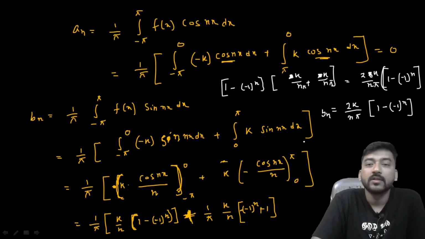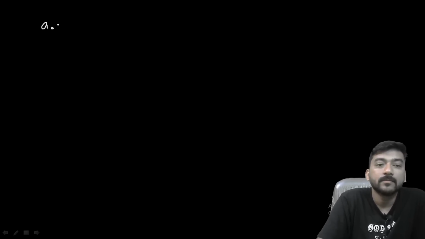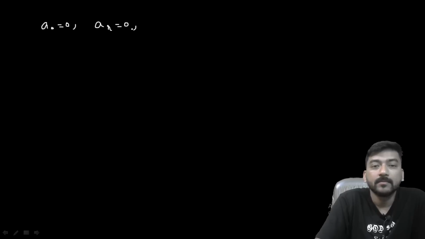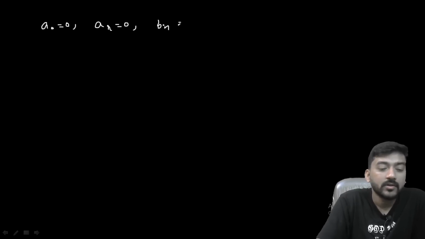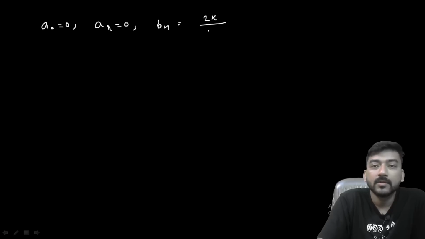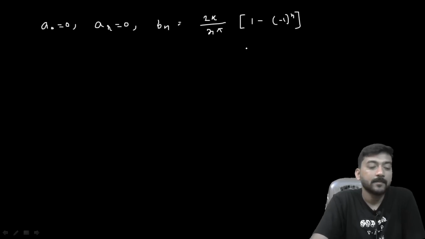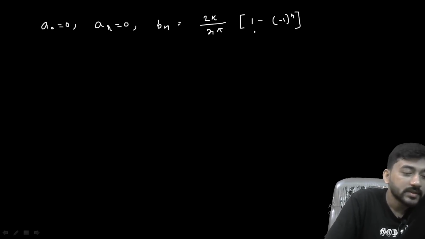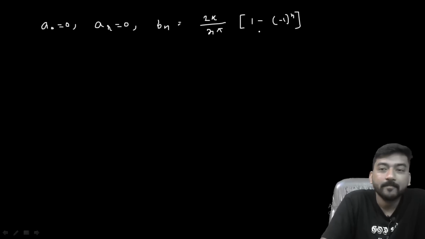So a0 and an are 0 and bn is this. Let me write it. a0 is equal to 0 we have. Okay, an is equal to 0 we have. And bn is equal to what? 2k upon n pi into 1 minus minus 1 whole to the power n. Okay, so what will be the series?